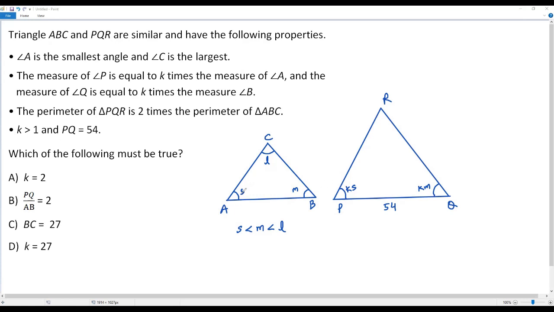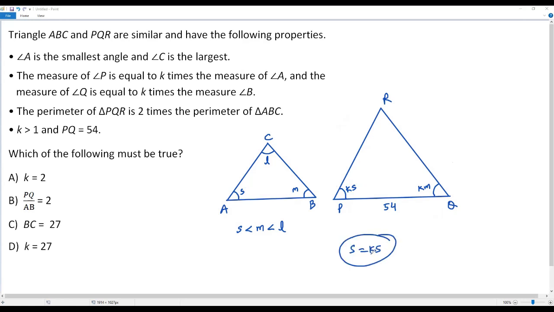Now let's consider the smallest interior angle in triangle ABC, that is s. It must be the measure of one of the interior angles of the second triangle PQR. So where can we have this interior angle s in the second triangle? Can we have this interior angle s at the vertex P over here? When we have this interior angle s at the vertex P, then this s and Ks must be equal. Is it possible?